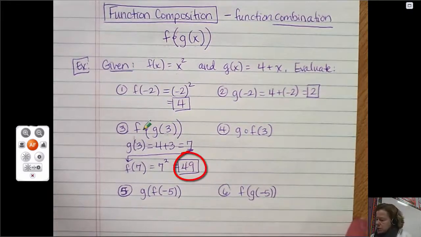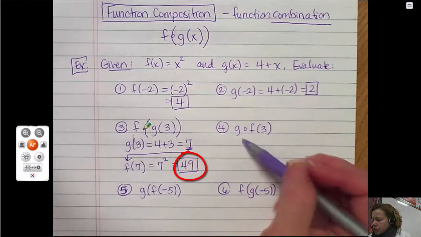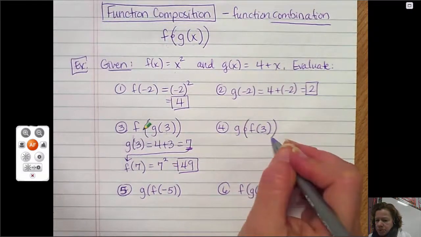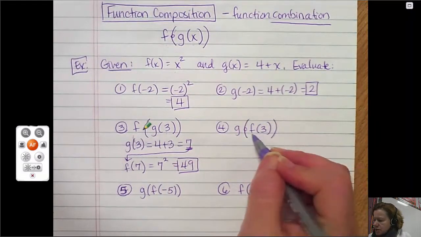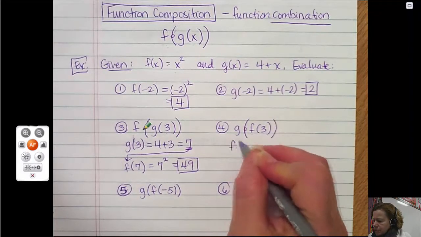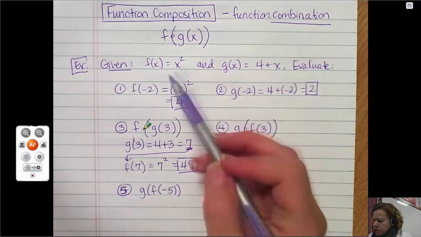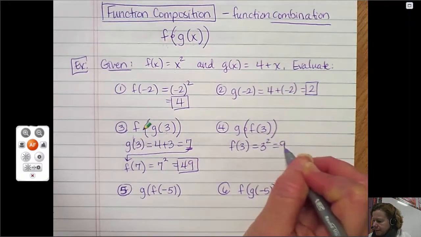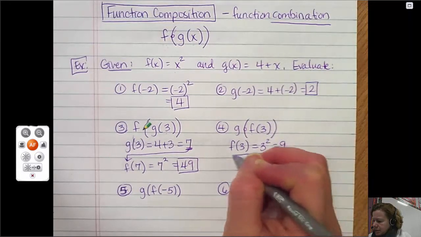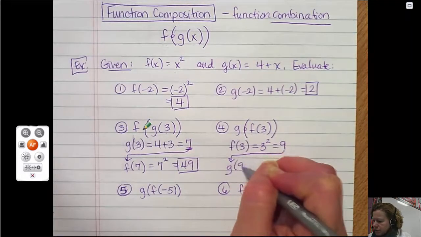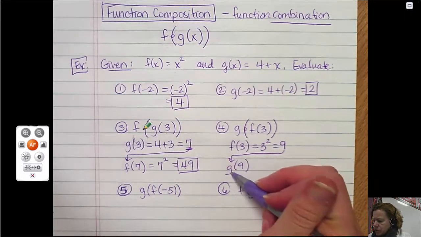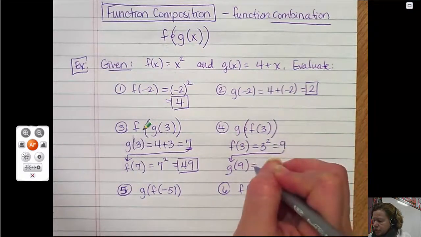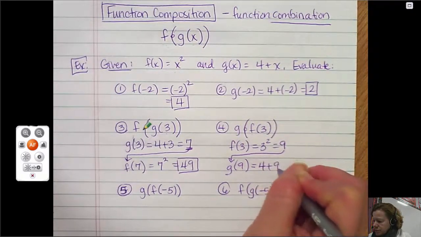Let's do another. In number 4, I'm going to reverse the order and do g of f of 3. So I replace that bubble with parentheses. I plug 3 into f first. f says whatever comes in, square it. f of 3 is 3 squared, which is 9. I take that result and plug it into my g function. So now I'll evaluate g of 9. g says 4 plus whatever comes in. So g of 9 is 4 plus 9, or 13.